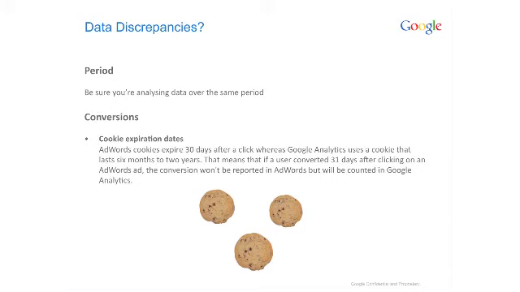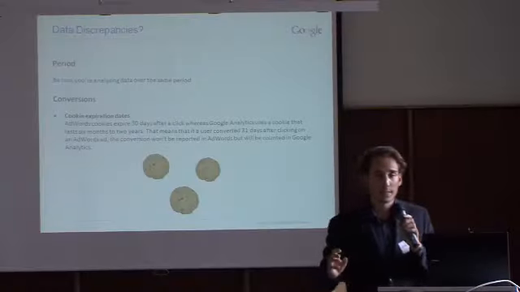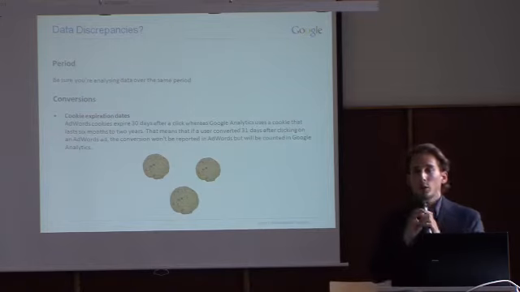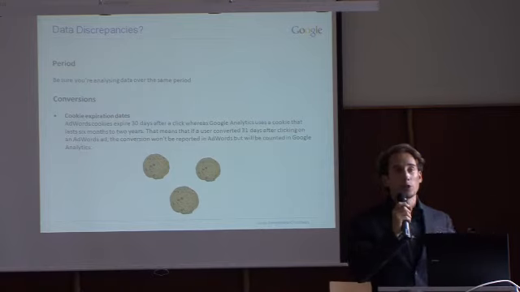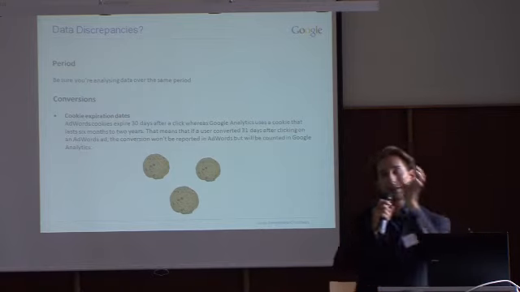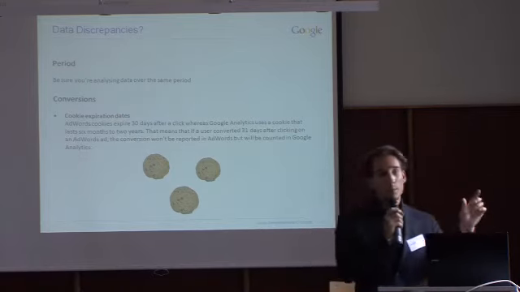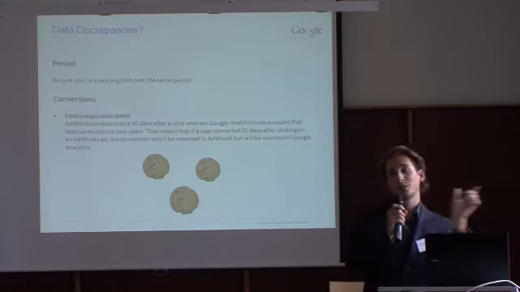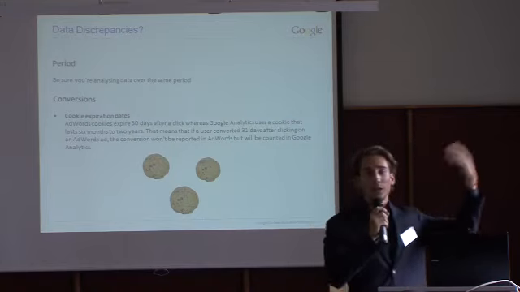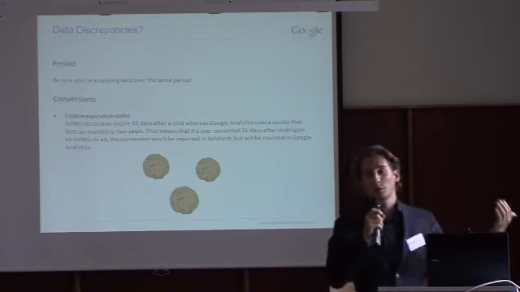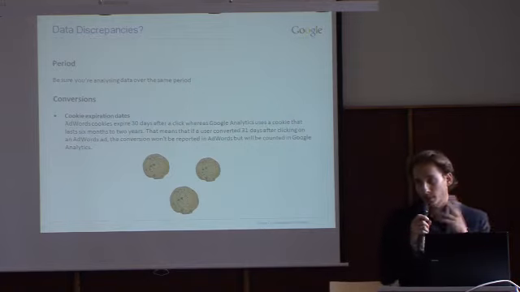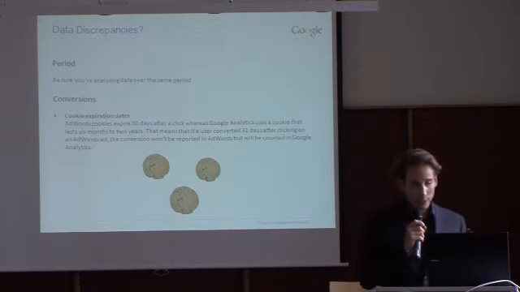Then the period, I'm almost finished. The period, this is actually not a data discrepancy, this is just an error in analysis. Another typical error is looking at different periods. For example, you look at the number of conversions in AdWords and you compare it to the Google Analytics conversions, but you have another period in AdWords, as you can always select last month or a specific last week. You have another period in Analytics, so of course there are completely different numbers. This is not even a data discrepancy, it's just an error in analysis.